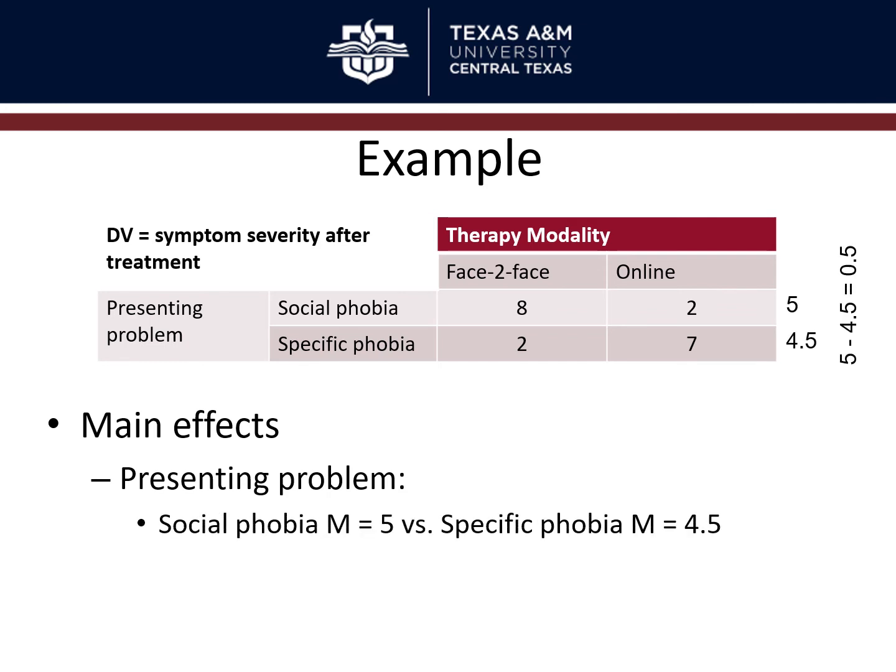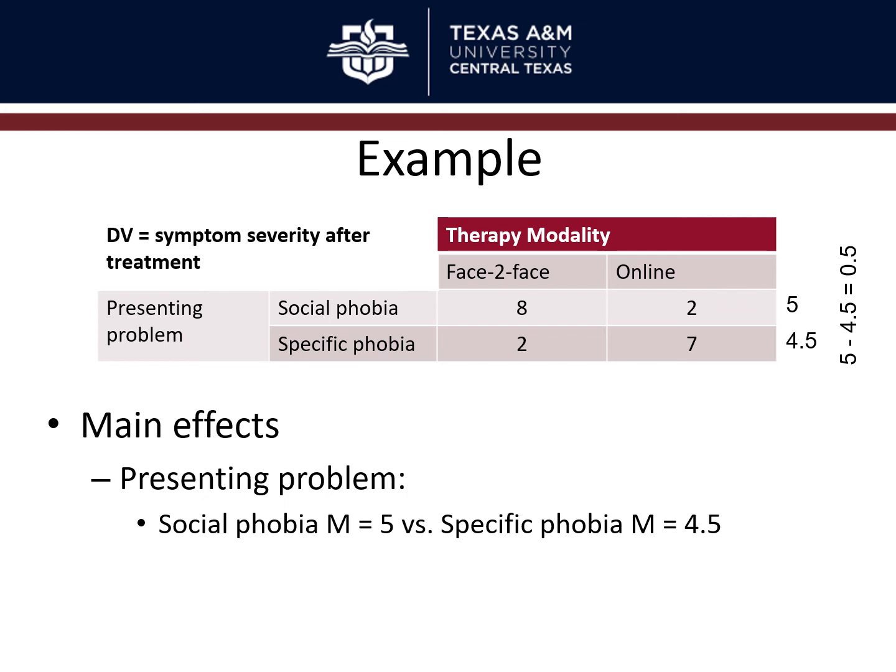So to do that, I calculate the marginal means, right? And that's quite simply figuring out the mean, the average, out in the margin. So for social phobia as a presenting problem, you have two scores, right? A score for people that got face-to-face, people that got online. 8 plus 2 is 10. Divide that by the 2, it's 2 scores. Gives you a marginal mean of 5. Specific phobia, 2 and 7. The average is 4.5. So our two marginal means are 5 and 4.5.